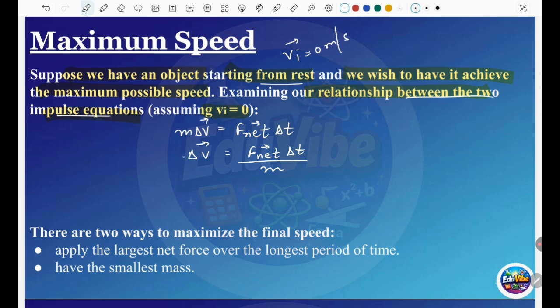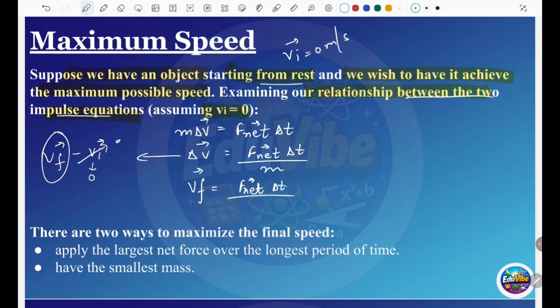From here, delta v is equal to vf minus vi, and your vi is equal to 0, so it cuts out and you are left with only vf. So your vf, which is the final velocity, is equal to net force times delta t upon m. If you have force, time and mass, you can get the maximum speed you want to achieve when the object is at rest.